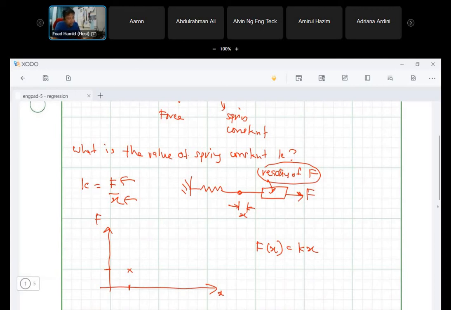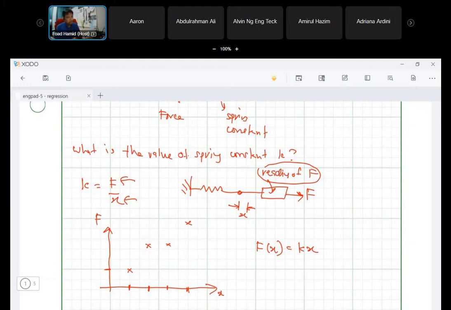Now, when X is at this point, which is maybe this is 1X, this is 2X, then you get it somewhere here. And then one more. Okay, you got it maybe here. And one more, maybe you got it here. Okay, right? So these are the points that you get.